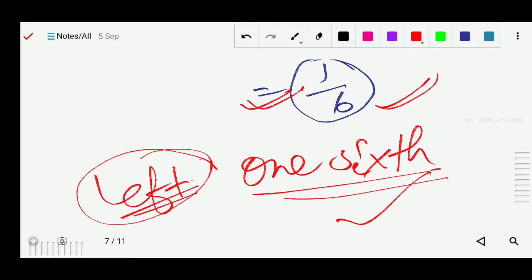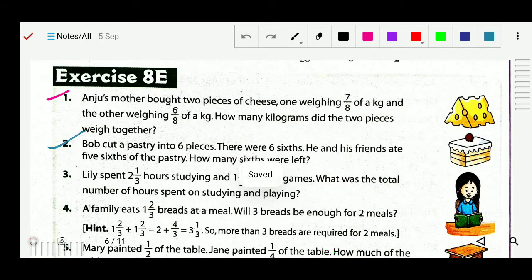Now next, question number 4. Number 3 is the same. Here Lily spent this much time for study and this for playing. You have to only add these two, so you will get the total hours she spent together. This is a mixed fraction. Make it simple: change mixed to improper, then you can add it. Simply addition is there.